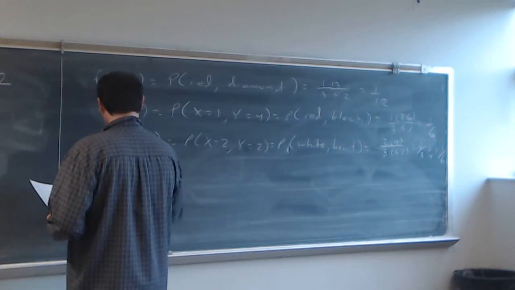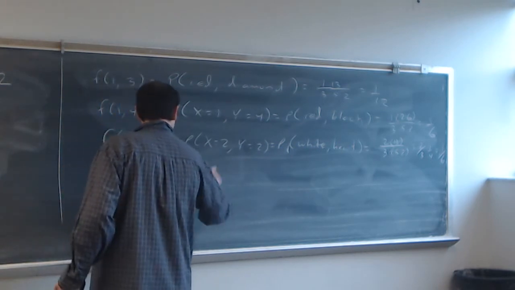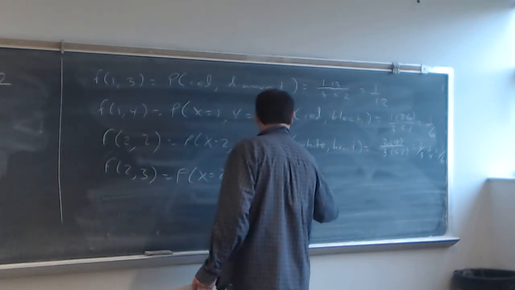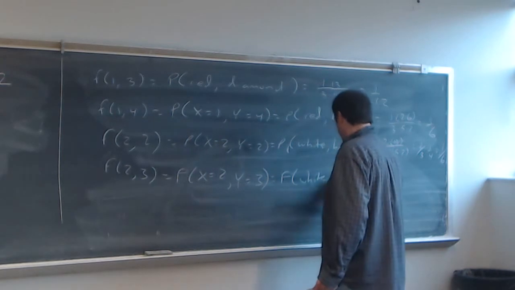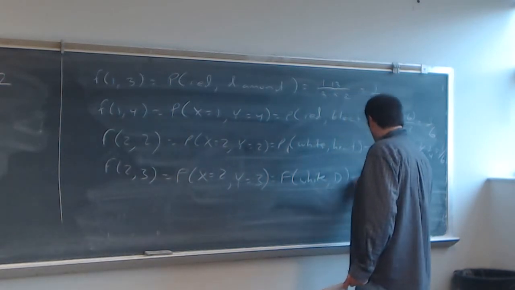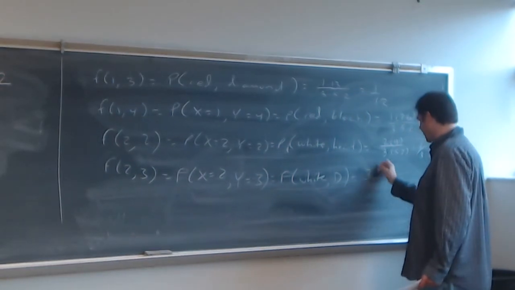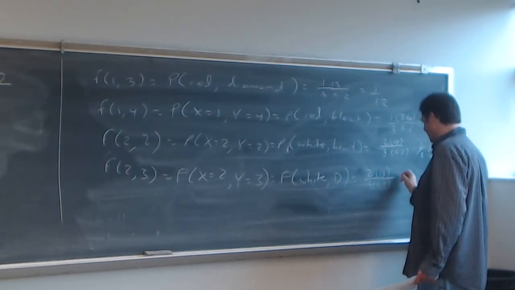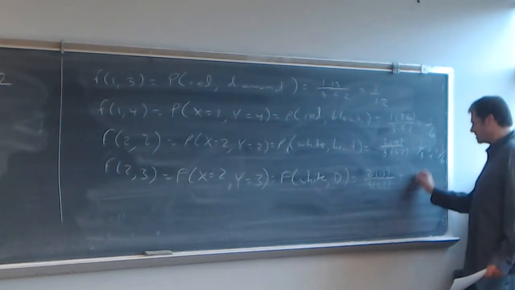F of 2, 3, the probability of x equal to 2, y equal to 3. That's the probability in this case of the white and then the diamond, that again is 2 times 13 over 3 times 52, using the classical definition of probability. This is 1/6.